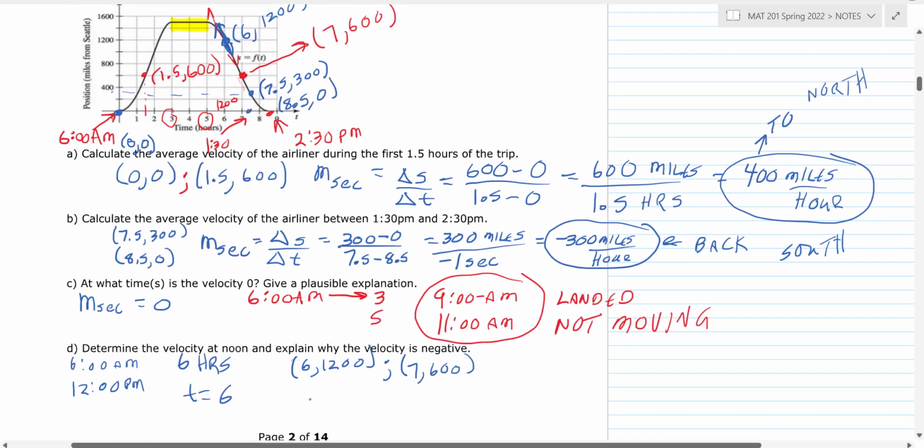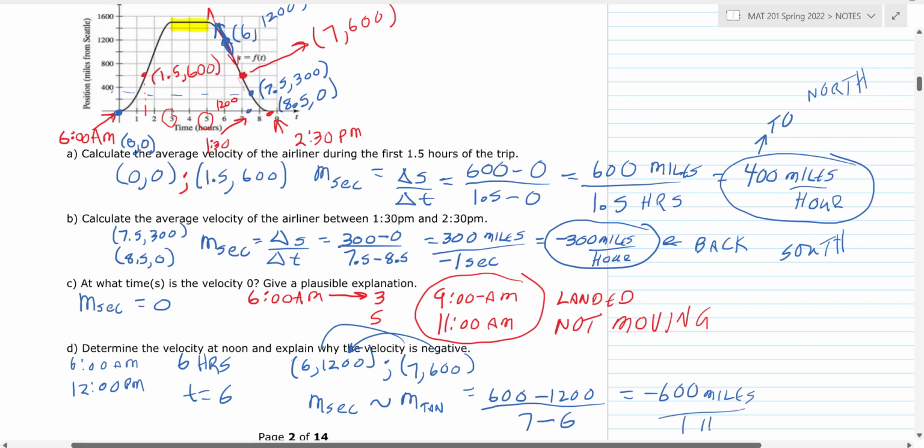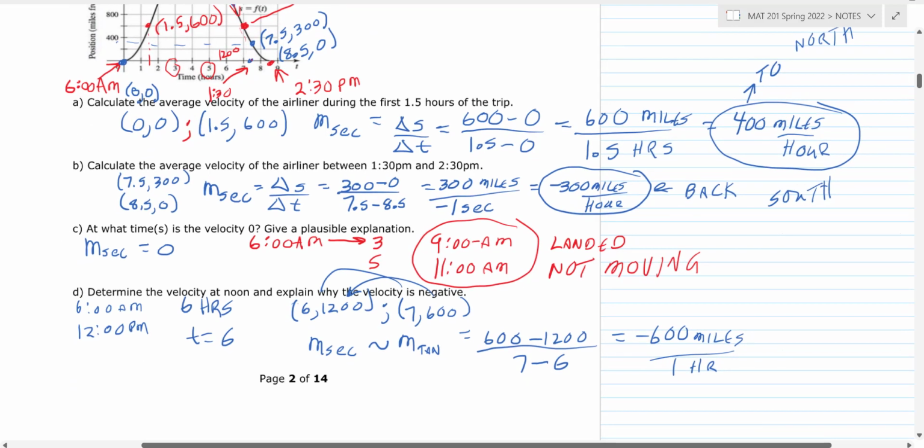So we go ahead and do our slope. What we're really doing is finding the slope of a secant line to estimate the slope of the tangent line. Again, we can do the change. I'm going to go 600 minus 1,200 for my displacement. Then I'll do the change in time like I've been doing. So that's negative 600 miles over 1 hour. That would be your velocity there.